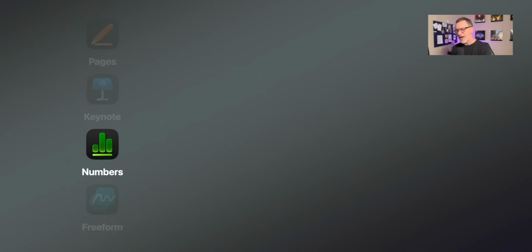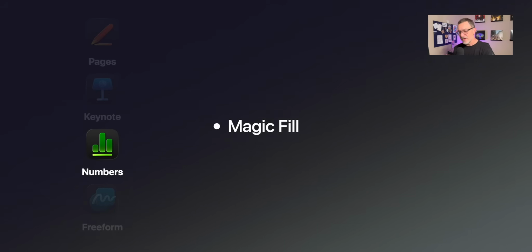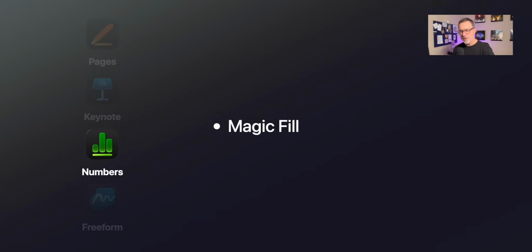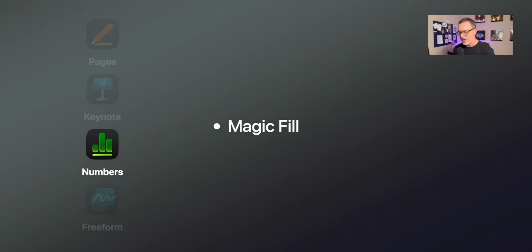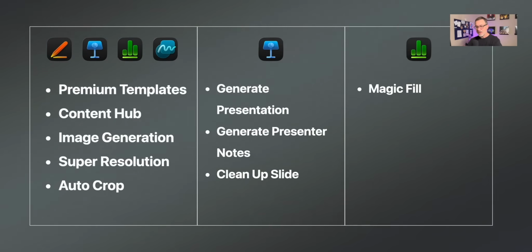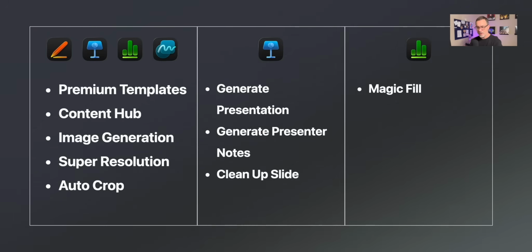Numbers, it also adds to those basic features a magic fill. It's a pattern recognition to autofill columns and generate formulas. Kind of a nice feature. I've played around with it a little bit. I think it's going to be a great addition. That alone, of course, wouldn't be worth any kind of upgrade, but it's a nice to have for sure. So that's what you're seeing. Here's the big list for all of the productivity apps and what you're getting as part of the Creator Studio subscription.